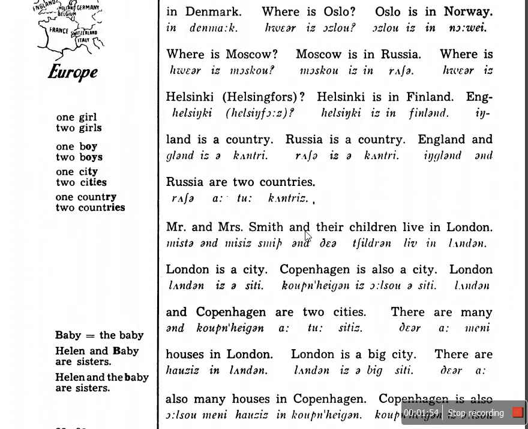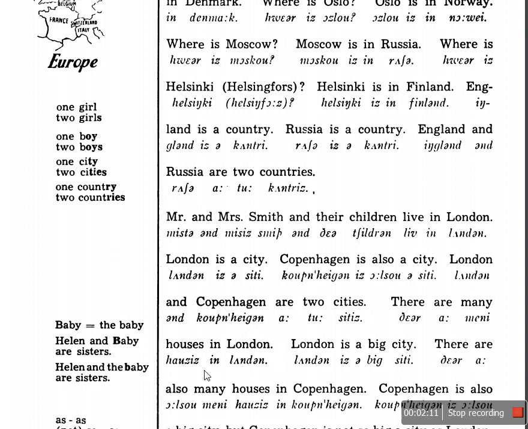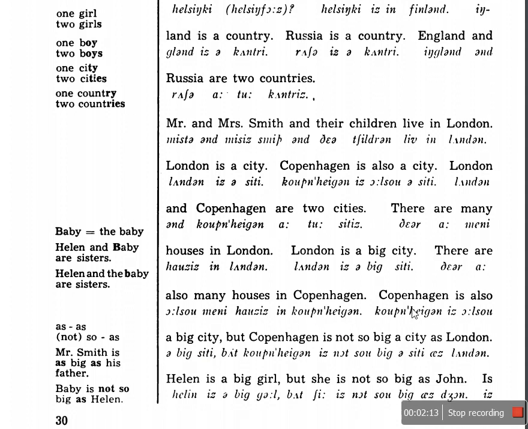Mr. and Mrs. Smith and their children live in London. London is a city. Copenhagen is also a city. London and Copenhagen are 2 cities. There are many houses in London. London is a big city. There are also many houses in Copenhagen. Copenhagen is also a big city. But Copenhagen is not so big a city as London.